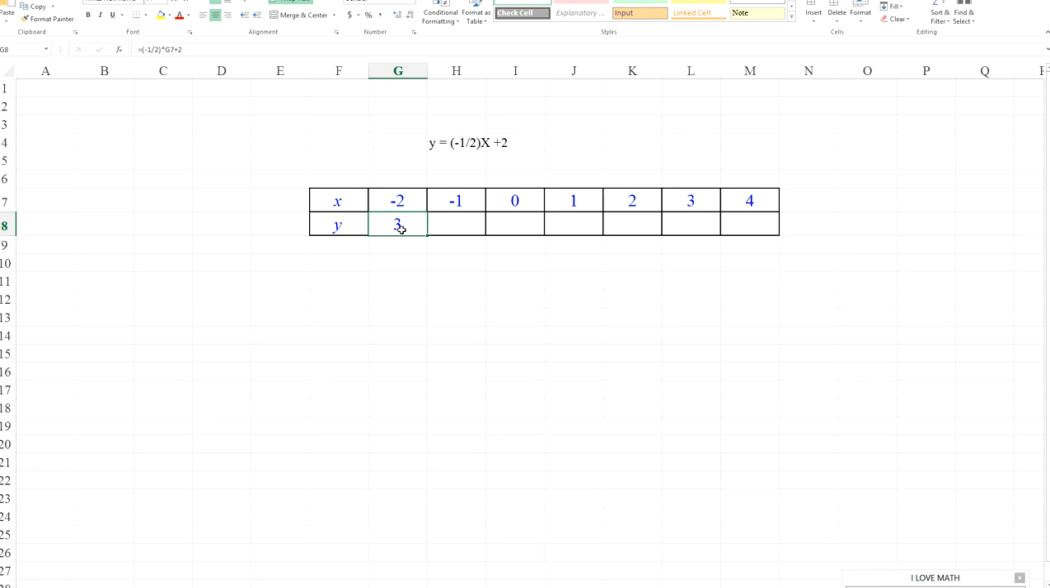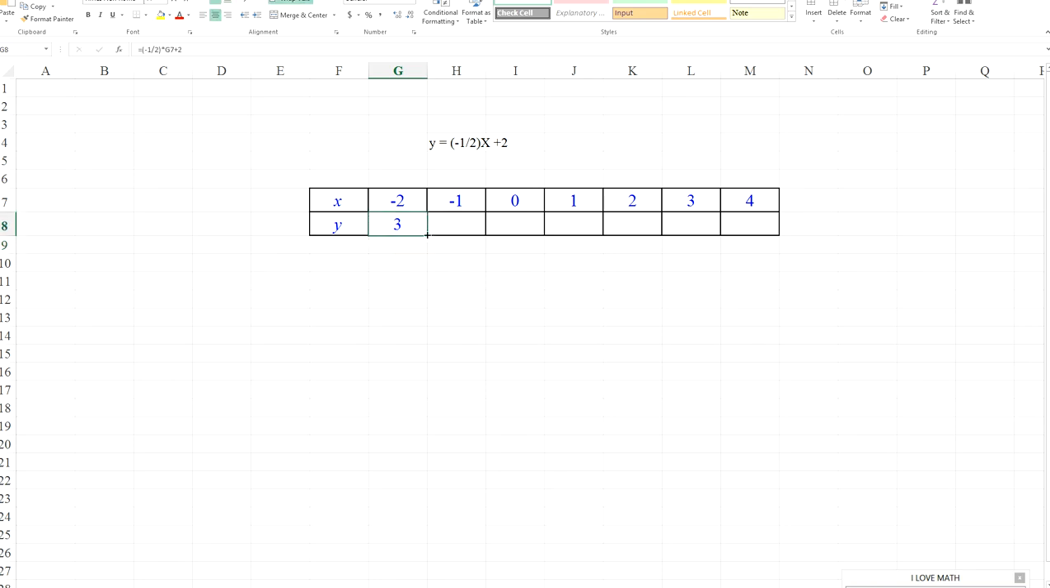And we can double check our formula by clicking the left mouse key on the cell and then pushing the F2 button to double check if we have done it correctly. Negative 1/2 times G7, which is this, plus 2. Enter.